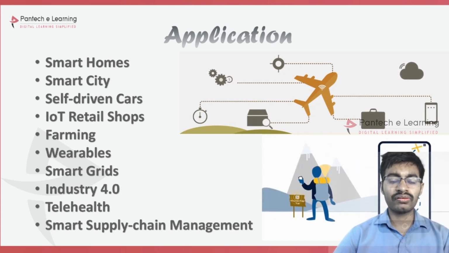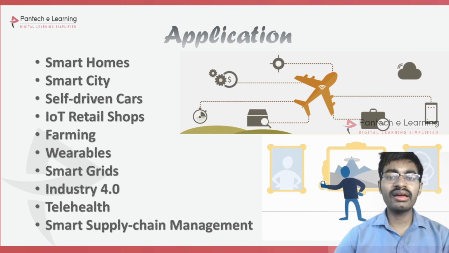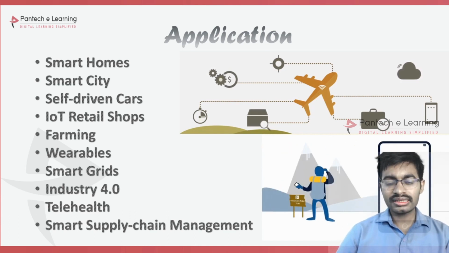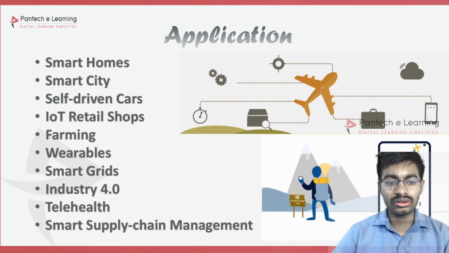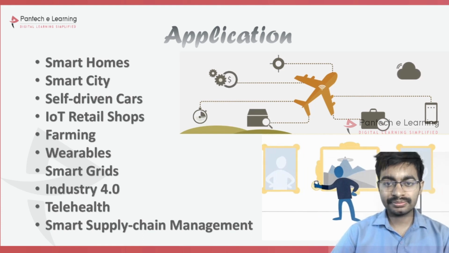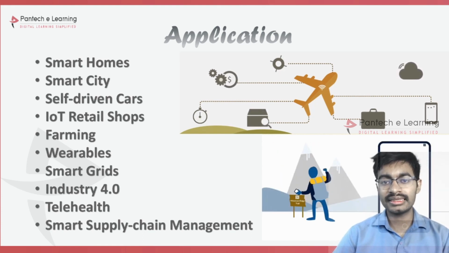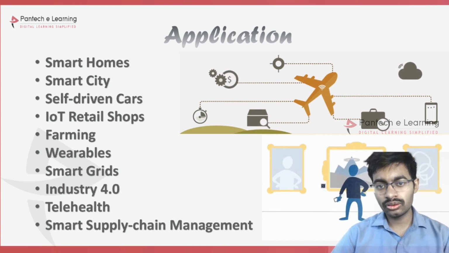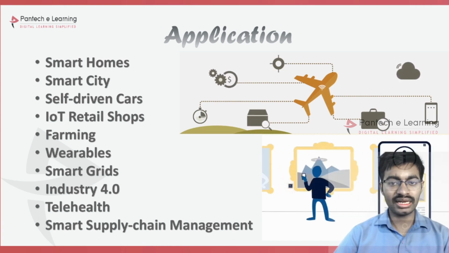Then "I'm out of the home" is another command, and everything gets turned off. This kind of section we can say is smart home. Then smart city. One of the best examples for smart city is our Google Map. Google Map works completely with the help of the internet.